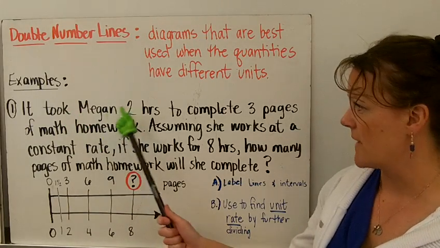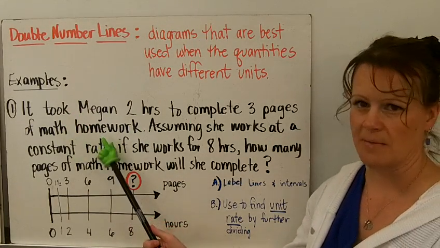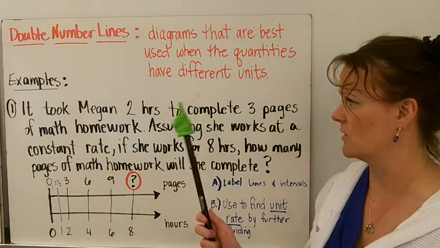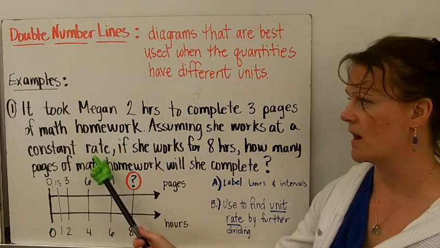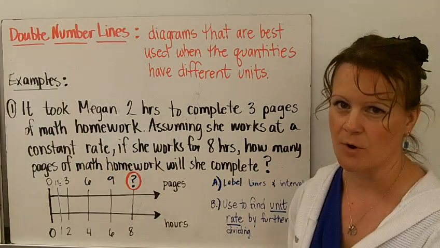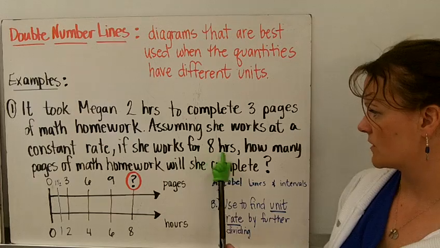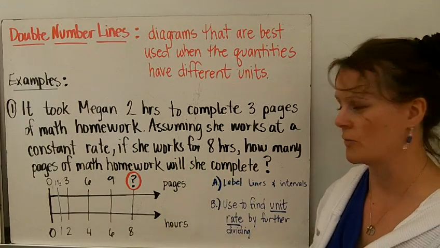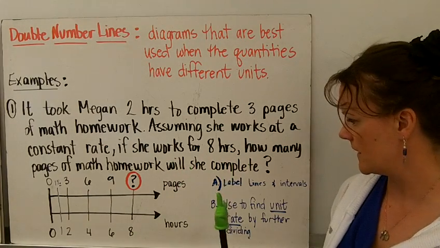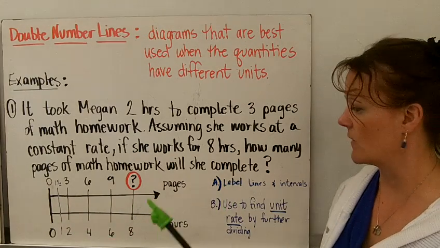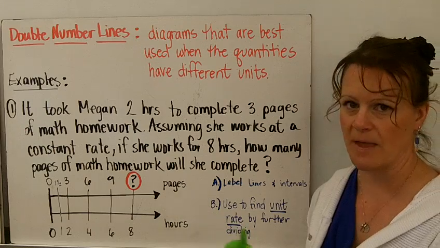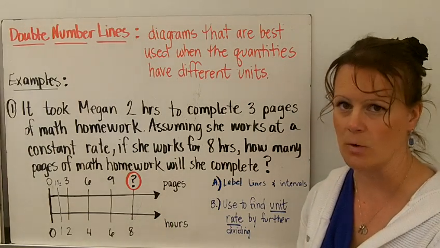So in this example, it took Megan 2 hours to complete 3 pages of math homework. So right here we can see our different units, hours and pages. Assuming that she works at a constant rate, these are great for rate problems as well, and if she works for 8 hours, then how many pages of math homework will she complete? So the first thing that we did is we created 2 number lines and we labeled them. So I have the top number line labeled pages, the bottom number line labeled hours.